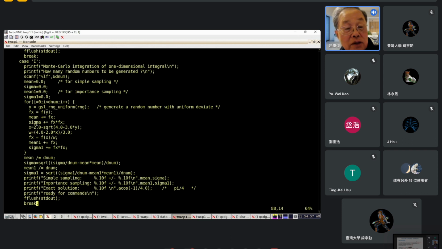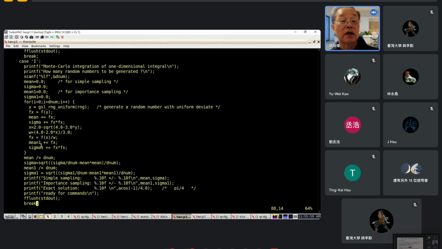Similarly here, for the importance sampling. This is the relation between the x and the y, which you can obtain easily. After integration, the relation between x and y can be obtained analytically. And the weight function is this, 4 minus 2x over 3. Then this is the capital F, it's fx over wx. So I rewrite it as fx over w. Since I don't need the fx anymore, I just reuse the variable, because I already computed the sum to accumulate.